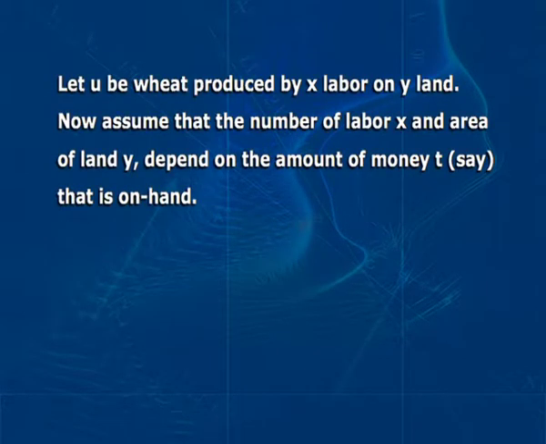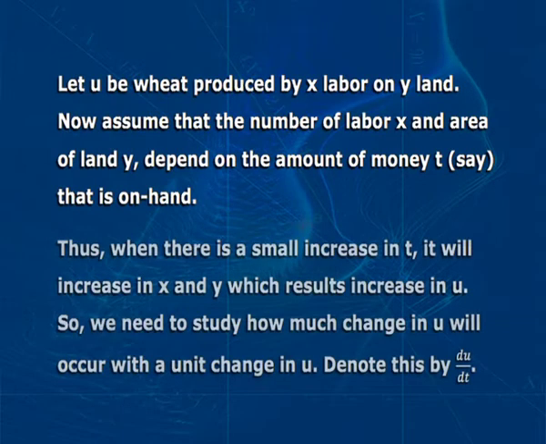Let u be wheat produced by x labor on y land. Now assume that the number of labor x and area of land y depend on the amount of money t that is on hand. Thus, when there is a small increase in t, it will increase x and y, which results in an increase in u. So, we need to study how much change in u will occur with a unit change in t. Denote this by du by dt.